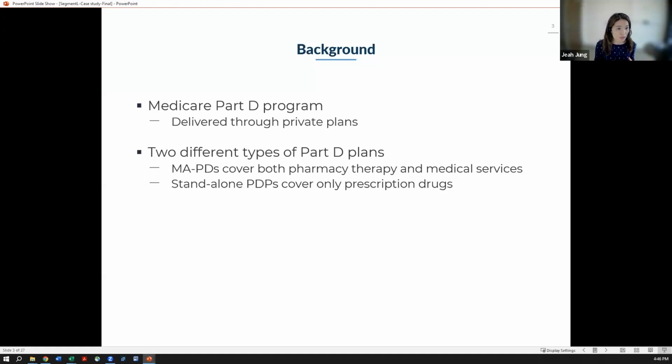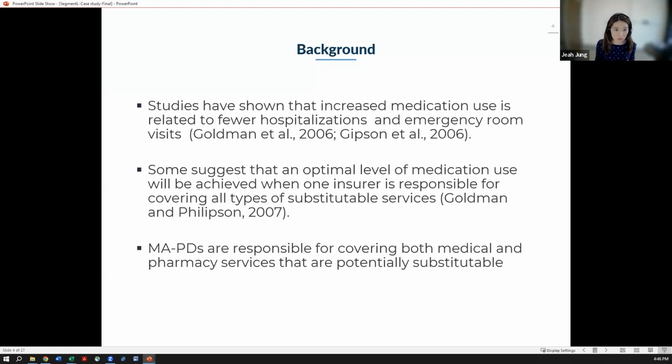So what does this mean? So what? Now I can see the difference and it is clear. But what difference does it make? In other words, when the types of services covered are different, do we expect a different level of drug utilization? That was the question.